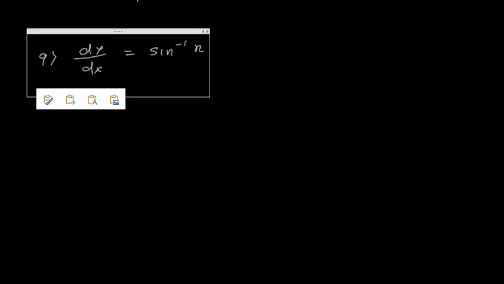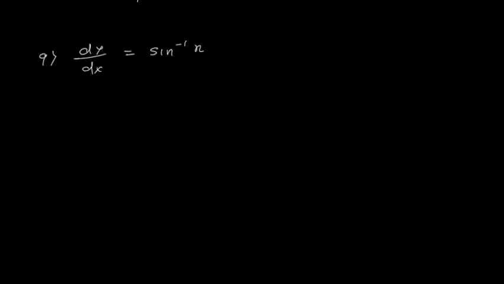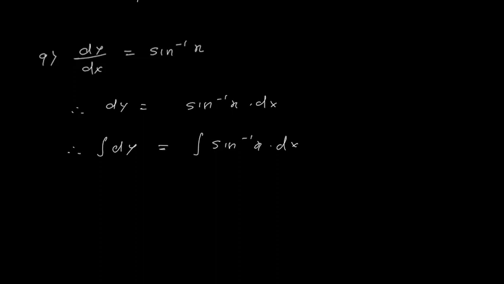Now dy upon dx is equal to sine inverse x. So therefore we see that dy is equal to sine inverse x into dx. So therefore integration of dy is equal to integration of sine inverse x. Whenever the function is an inverse function, what do we do? We use integration by parts. So for integration by parts, this sine inverse x can be written as 1 into sine inverse x.